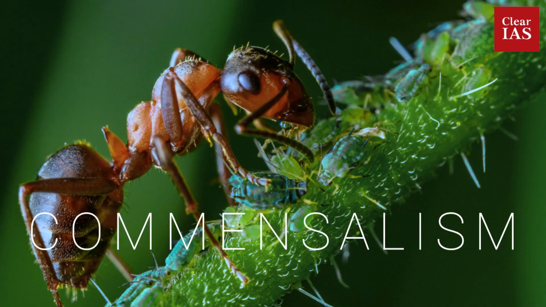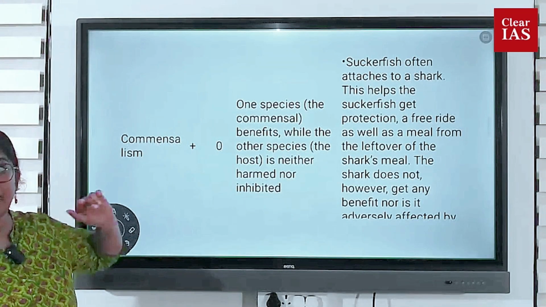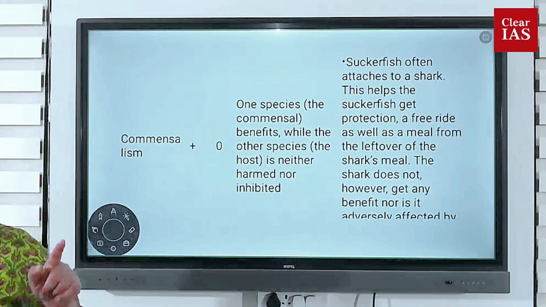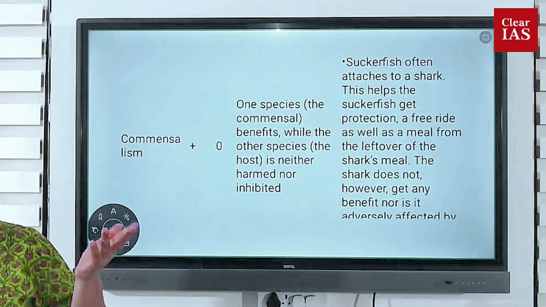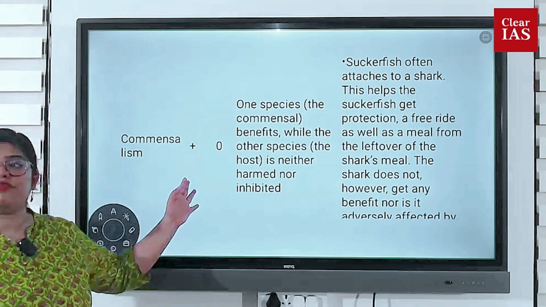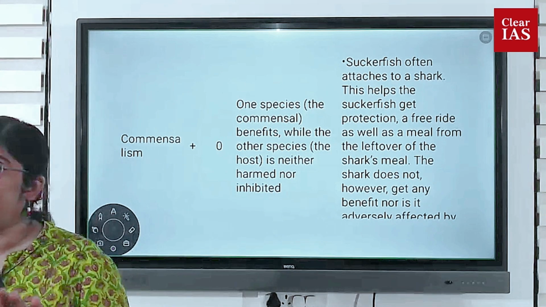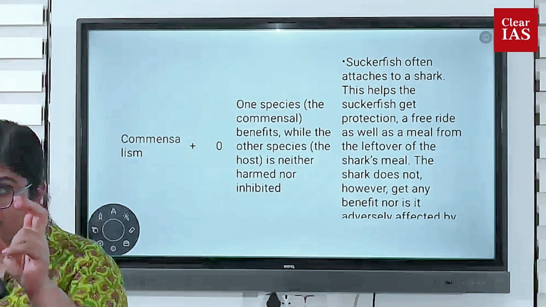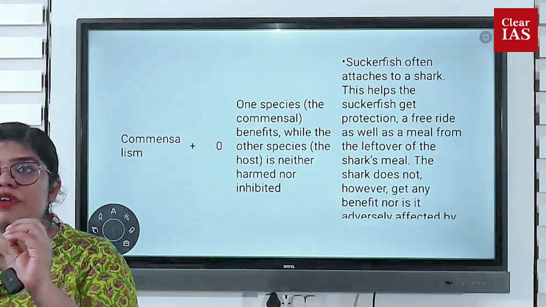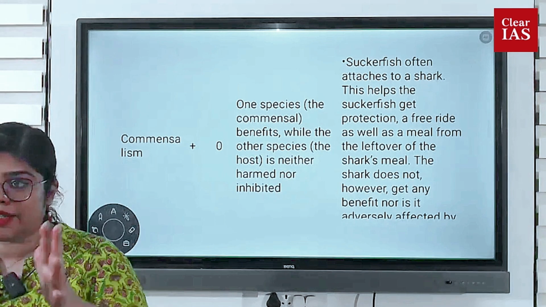Next is commensalism. Commensalism is the opposite of amensalism. In amensalism, we talked about the tree and the plant. The tree is not affected, the plant is negatively affected. Here, one species is not affected, the other species is positively affected. I'll give you an example. There is the sucker fish. The sucker fish will get attached to big fishes like the shark.